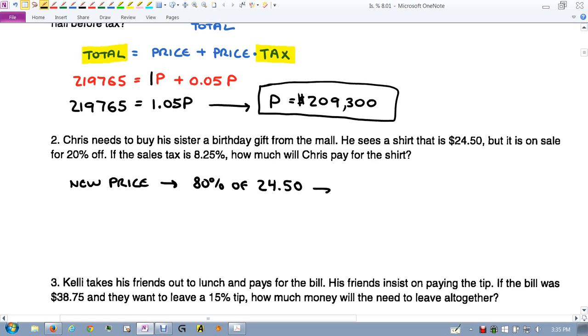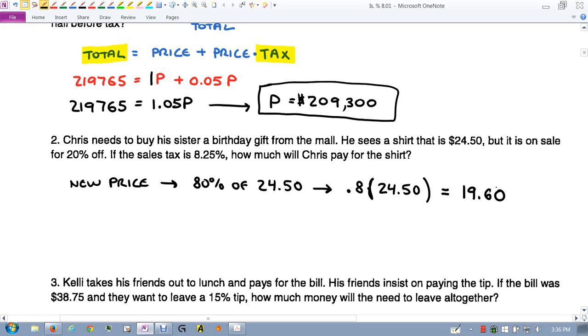$24.50, which is 0.8 times $24.50. I don't like that dot there. I'm just going to put parentheses around it. That means the same thing. So we get 0.8 times $24.50, which is $19.60. So now that shirt is discounted. It's going to be $19.60.